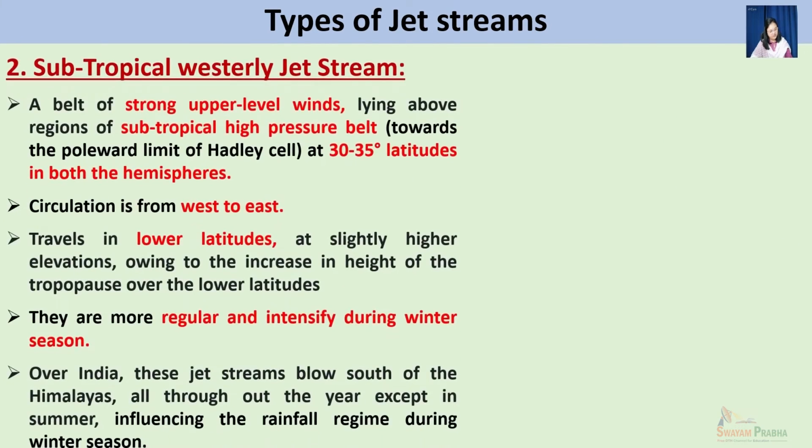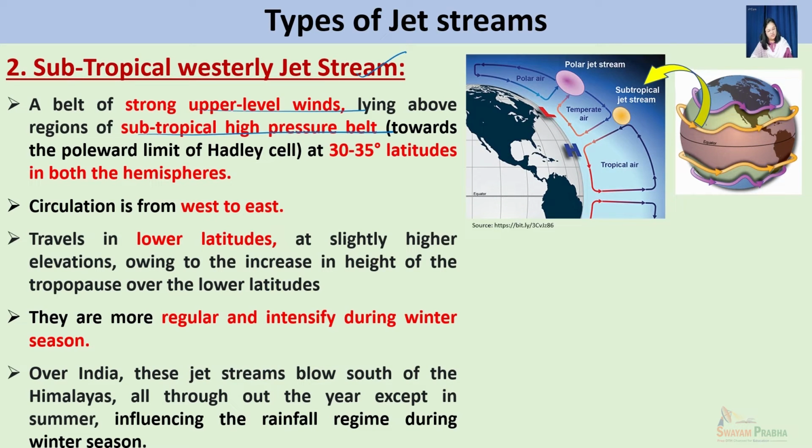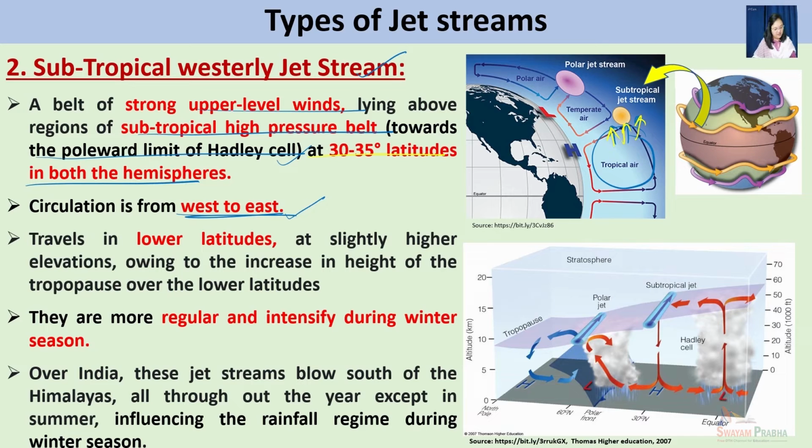The second type of jet stream is the subtropical westerly jet stream, and it is a belt of very strong upper level winds lying above the regions of the subtropical high pressure belt towards the forward limit of the Hadley cell, as we have discussed, primarily extending between 30 to 35 degree latitudes in both hemispheres. Their circulation is primarily from west to east. So as you can see in the diagram, they are primarily formed between the Hadley cell and the Ferrel cell boundary zones in the upper atmospheric regions.